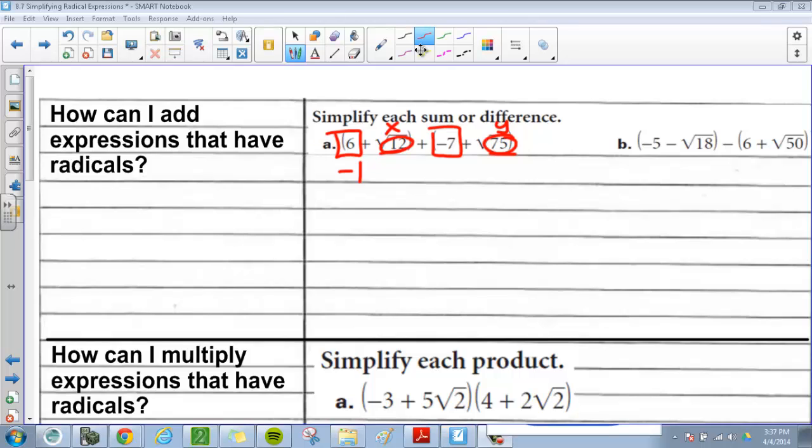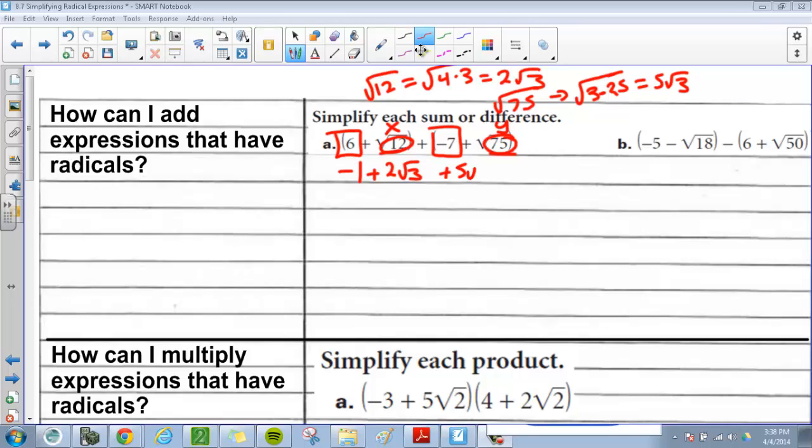Let's see. What is the square root of 12? Well, the square root of 12 is equal to the square root of 4 times 3, which is 2 square root of 3. Okay, so we got 2 square root of 3. So we got negative 1 plus 2 square root of 3. Let's figure out what the square root of 75 is. The square root of 75 is equal to the square root of 3 times 25, right? And the square root of 25 is 5, so this is equal to 5 times the square root of 3. Okay, so we have plus 5 times the square root of 3.